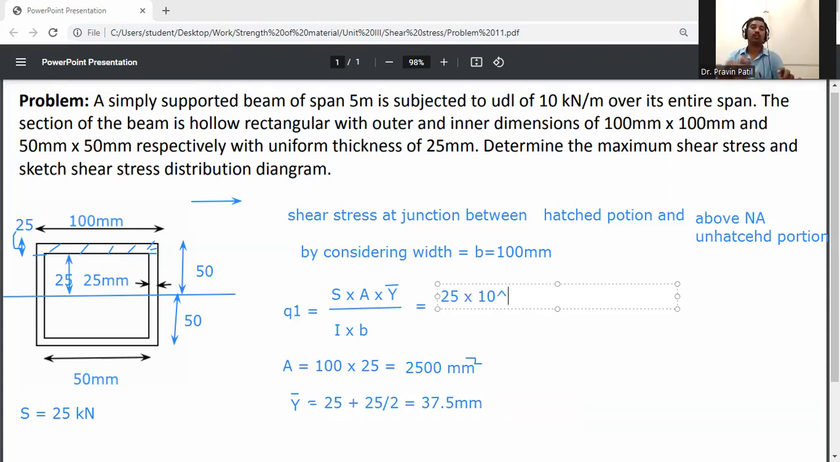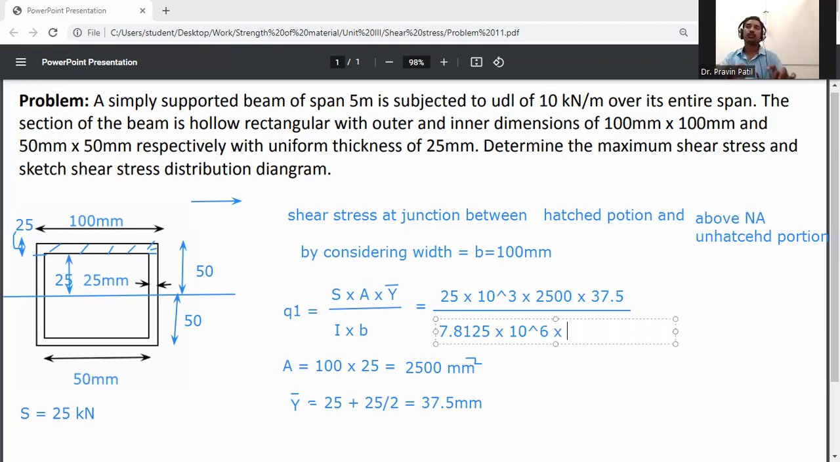So yes, it is 25 kilonewton. Convert it to Newton. Area is 2500, then y bar is 37.5, divided by I into B. The I we calculated is 7.8125 into 10 raised to the power 6, into B, which is 100 mm, and we will get the Q1 value from this relation. So 25 into 10 raised to the power 3 into 2500 into 37.5 divided by 7.8125 into 10 raised to the power 6 into 100. The Q1 value we will get is 3 MPa.